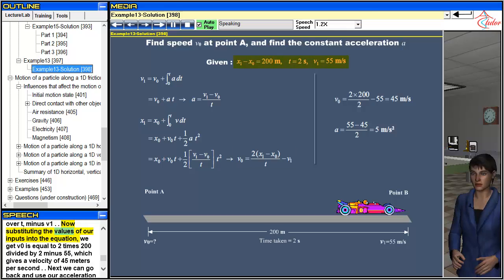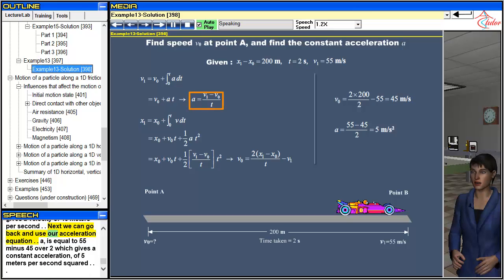Now substituting the values of our inputs into the equation, we get v0 is equal to 2 times 200 divided by 2 minus 55, which gives a velocity of 45 meters per second. Next we can go back and use our acceleration equation. a is equal to 55 minus 45 over 2, which gives a constant acceleration of 5 meters per second squared.